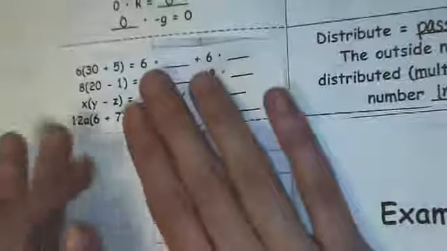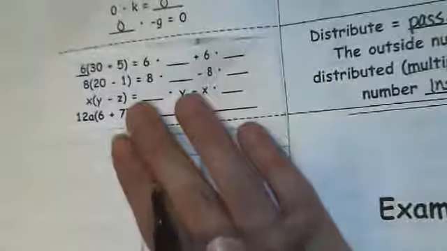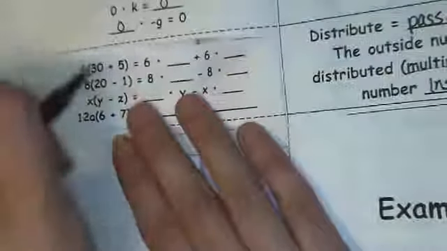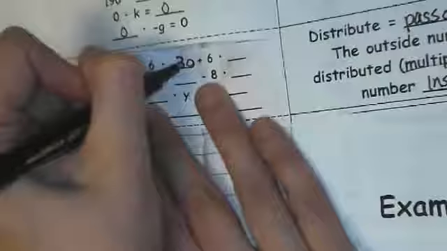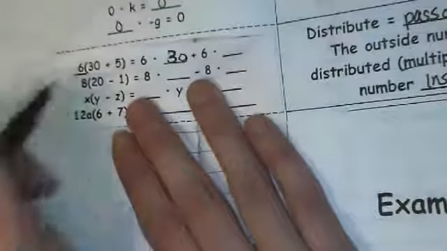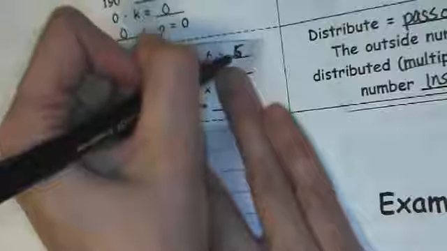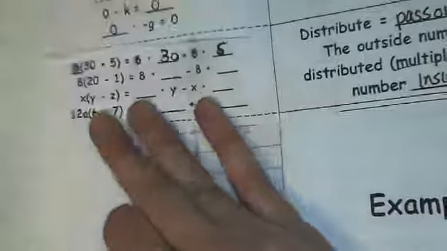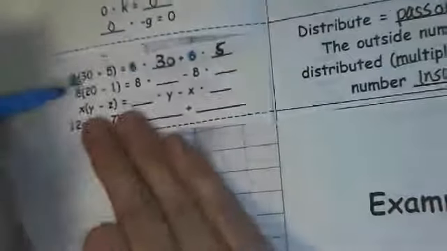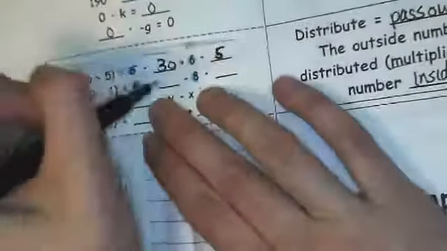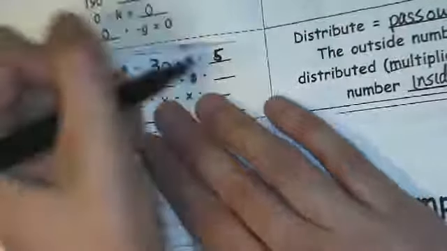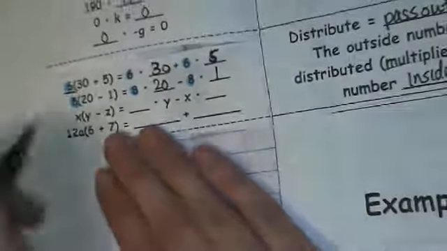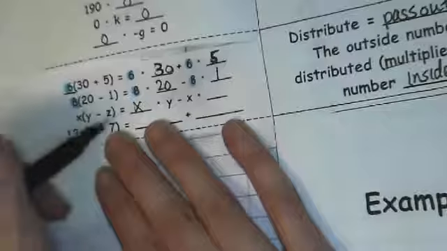In the first example, the 6 is on the outside of the parentheses. So that means 6 is being multiplied by the 30, and it's also being multiplied by the 5. You notice that 6 is on the outside being multiplied by each number inside. Same with this one, the 8 is being multiplied by each number inside. So 8 is multiplied by the 20, and the 8 is multiplied by the 1. X is being multiplied by the Y, and also multiplied by the Z.